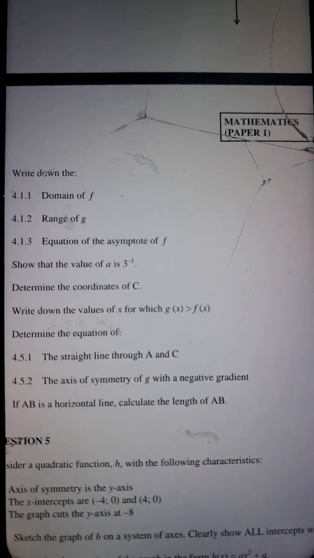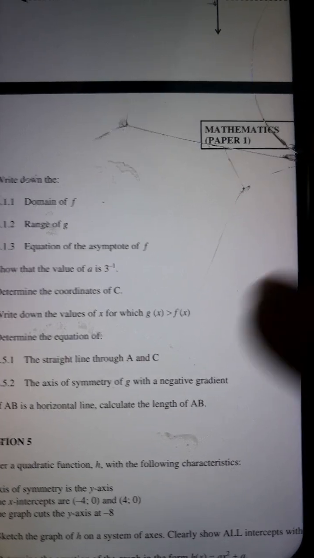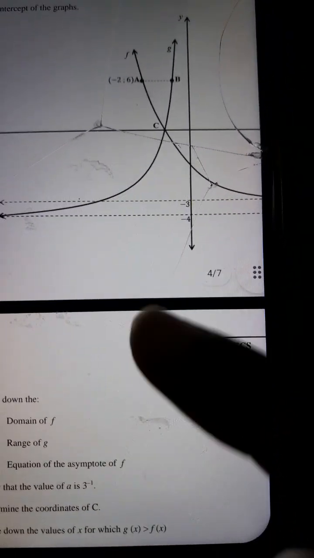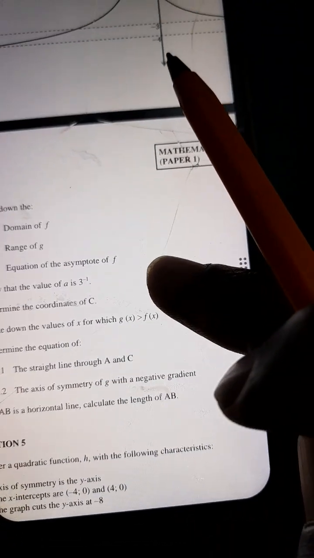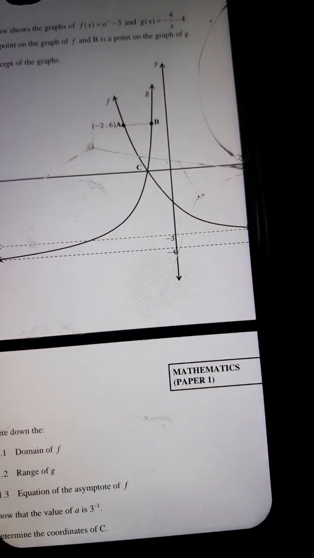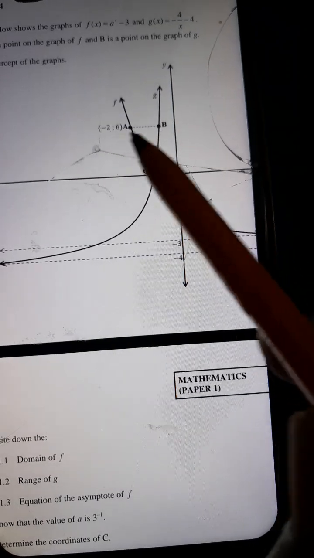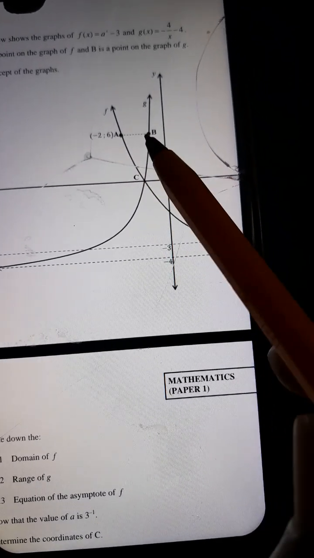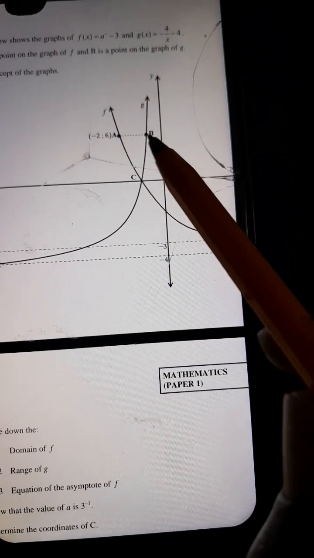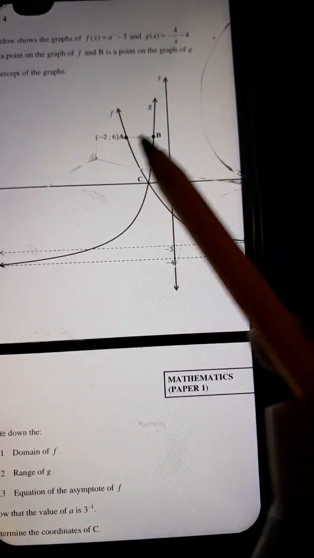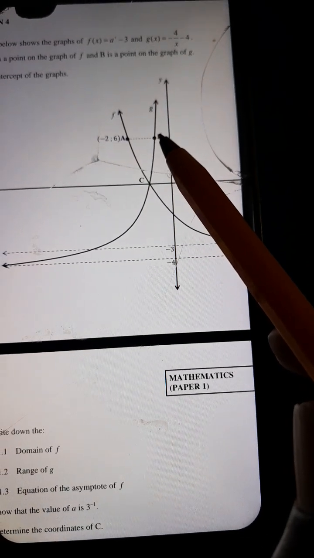At 4.6, they said if AB is a horizontal line, calculate the length of AB. Well, let's go there. So we need to find the horizontal. They said what? The length of AB, if AB is a horizontal line. So if AB is a horizontal line, we can see that there's a coordinate that they share, which is 6, right? Both of them are at this y value at 6, so they share a y value. What is missing is the x value, in which we need to find it.